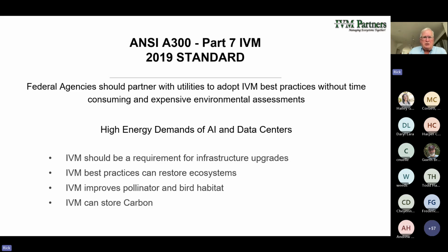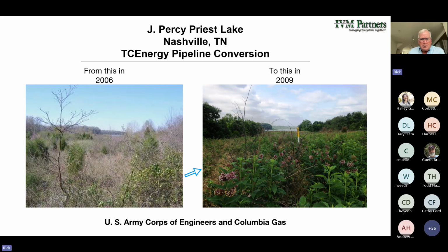Now, the ANSI standard is what we should be using everywhere. The agencies should allow the utilities to do the right IVM techniques without expensive environmental assessments. We have a high energy demand right now, AI centers, data centers. We need to rebuild our infrastructure. We need to use the best practices. This is a huge opportunity to do a number of things, from increasing pollinator habitat to storing carbon. And here's an example where a public agency originally would not let a utility do IVM until they understood what we were going to do.